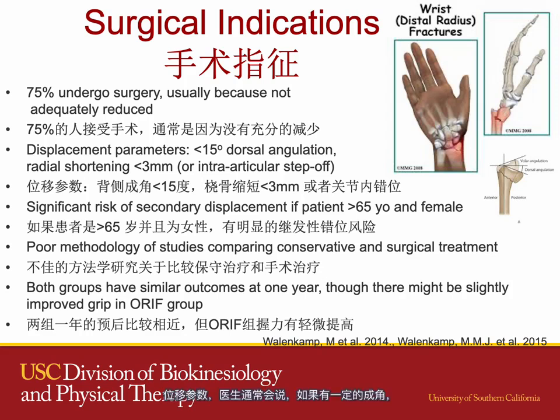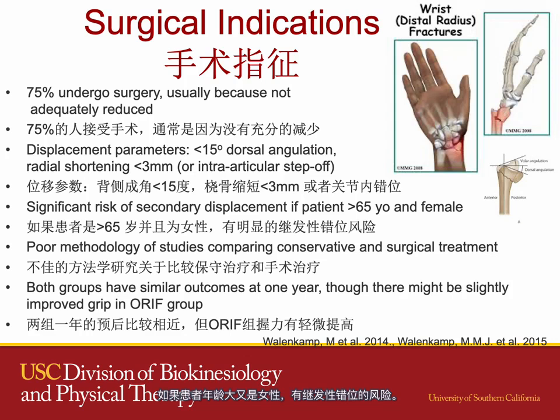So displacement parameters, basically they're going to say if there's a certain amount of angulation. So this says less than 15 degrees of dorsal angulation, but that actually means greater than, right? So if they're measuring greater than, then they're going to do surgery. And then also if there's that radial shortening, so the radius moved proximally, they need to bring it back down and reposition it. Those would be reasons that they would do surgery.